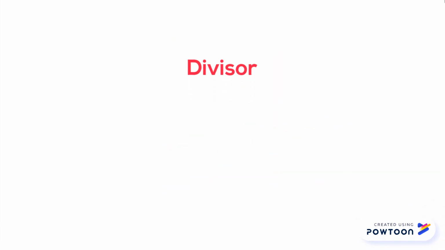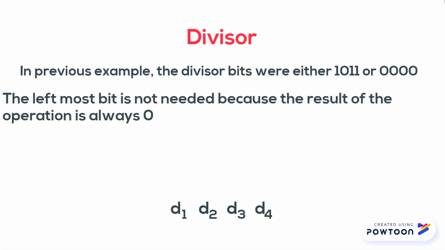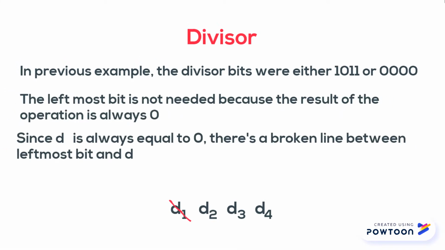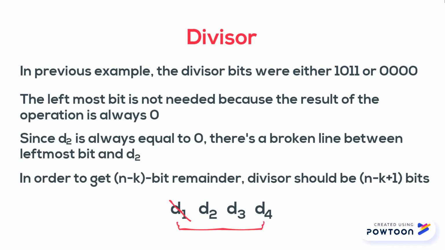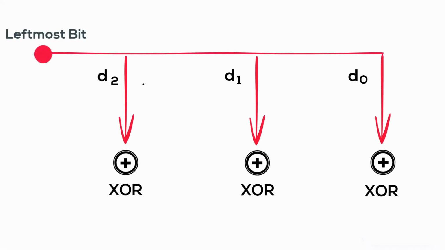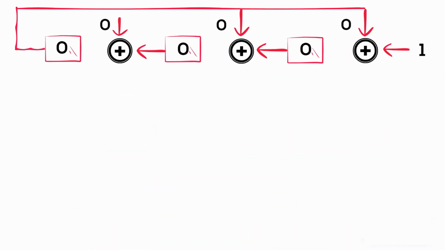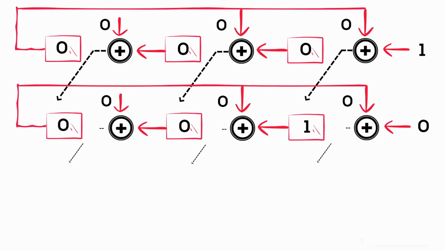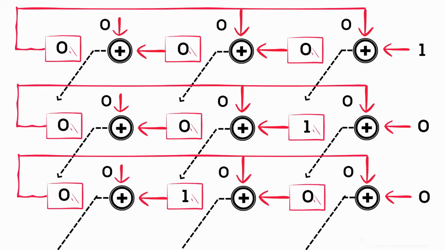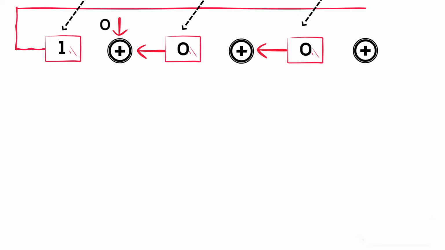Let's focus on divisor. In the previous example, the divisor bits were either 1011 or 4 zeros. The leftmost bit is not needed because the result of the operation is always 0. So now, we are going to use several registers to implement the CRC model. Let's take a closer look at the model.